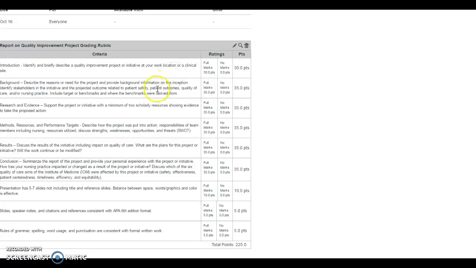The next one is describe why this is taking place, what were the reasons for this, who are the stakeholders, what do we expect to happen after we institute this initiative, and if there's benchmarks, what are the benchmarks, what is the level of achievement, what research is done to support this project, and you need 2 scholarly resources that show, yes, this was a good idea. This is why this project was initiated. How was it done? How was it put into action? Who were the team members that were responsible for doing this?